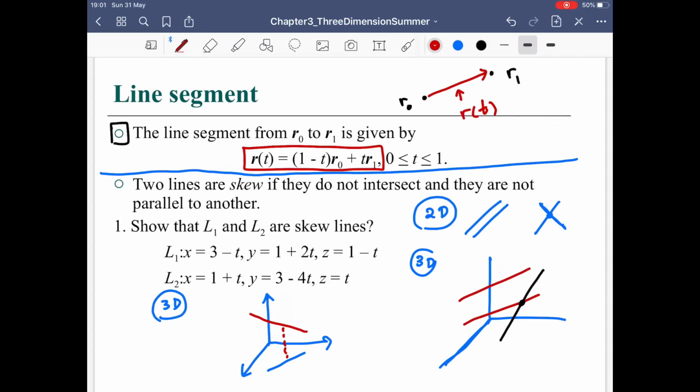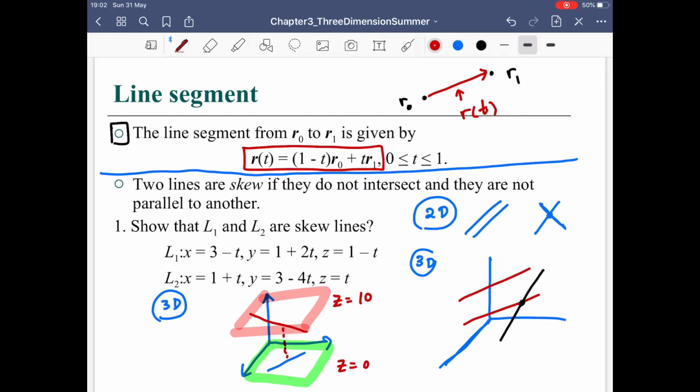Let us call the floor plane z equals 0, and the second line may be contained in a plane that is elevated, one that's parallel to z equals 0, let's say z equals 10. If they were on the same plane, they would intersect each other. However, right now they are on different planes, and these two planes are parallel.